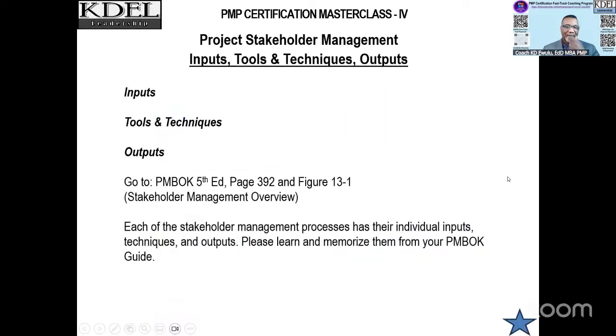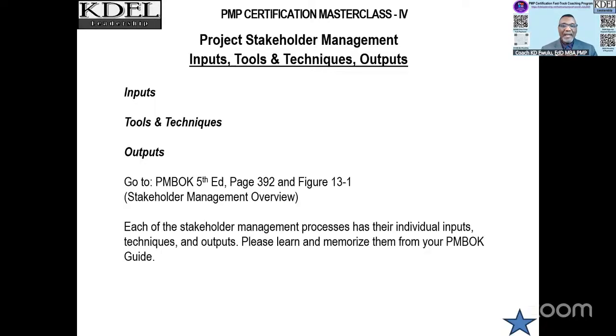Having said that, as you all know, as we've shared in the last of our 3 masterclasses, each of these knowledge areas have inputs, tools and techniques, and outputs, okay? So again, the project stakeholder management not only has these inputs and outputs, but each of the management processes involved here have their own individual inputs, techniques, and outputs, okay?